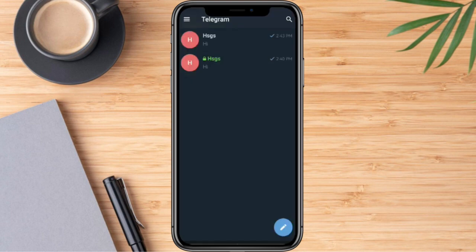So if you notice, the moment that we are on the secret messages, our screen turned black. Even in screen recording, it wouldn't allow us to do so. So in general, it would not be possible for us to take a screenshot if we have a secret conversation on Telegram.